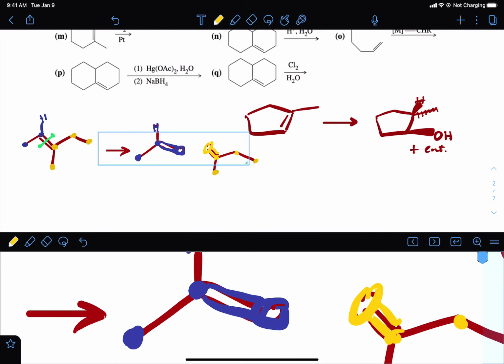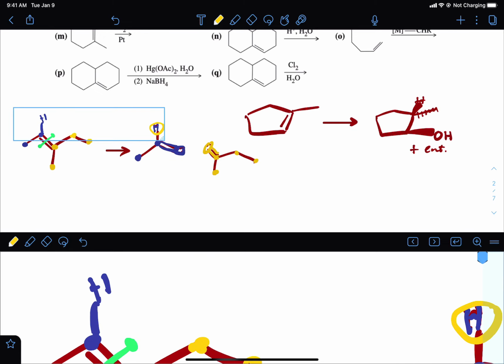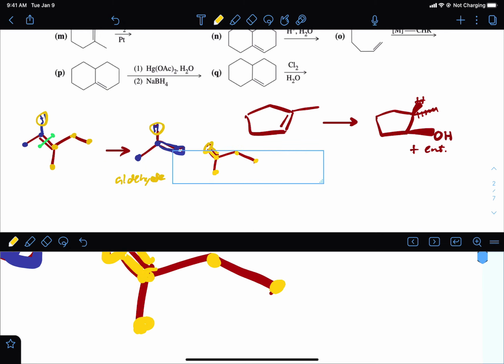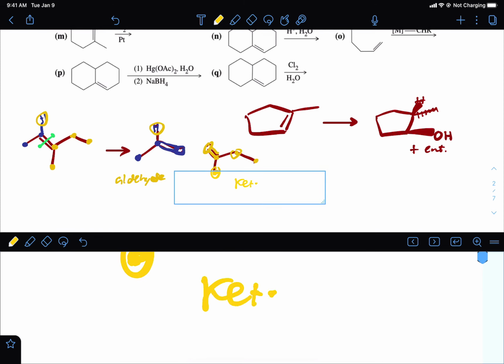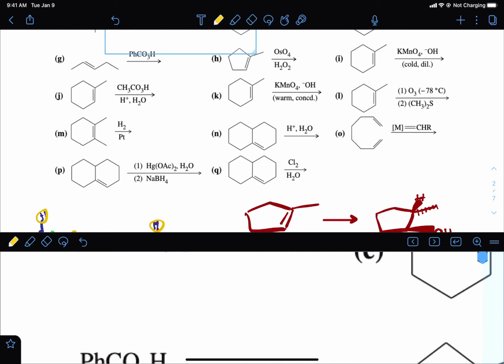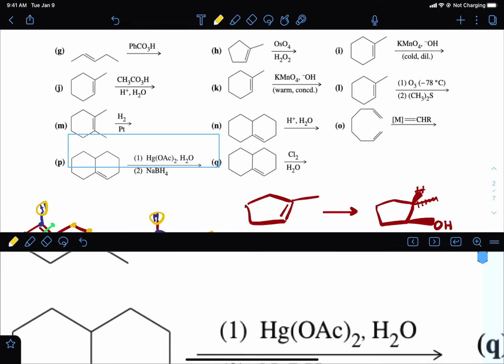Aldehydes, if one of your sides has an H on it, like here, you get an aldehyde. If it doesn't, if you only have carbons, it's a ketone. So you can get any combination: 2 aldehydes, 2 ketones, aldehyde and ketone. They can be the same, they can be different, depends on your starting material. But the point is that it cleaves the double bond.